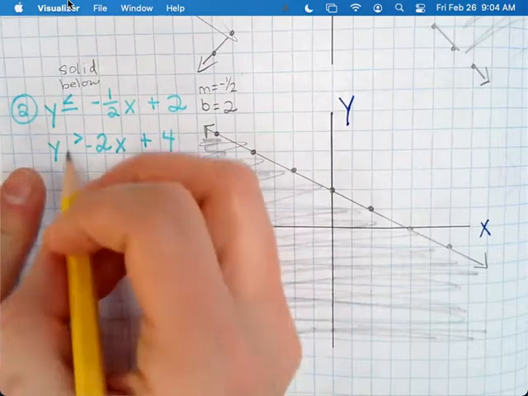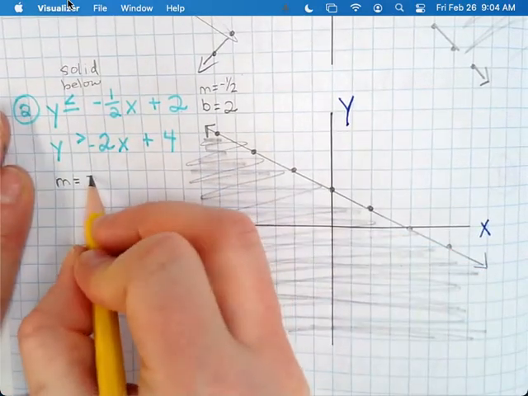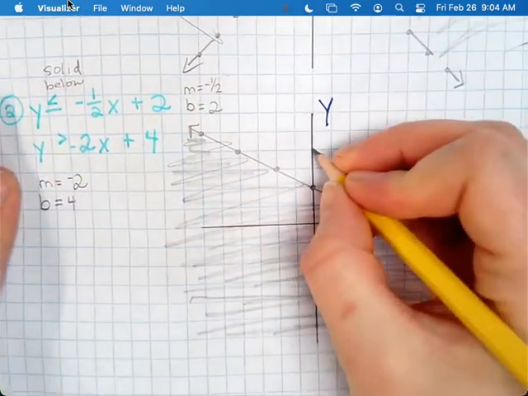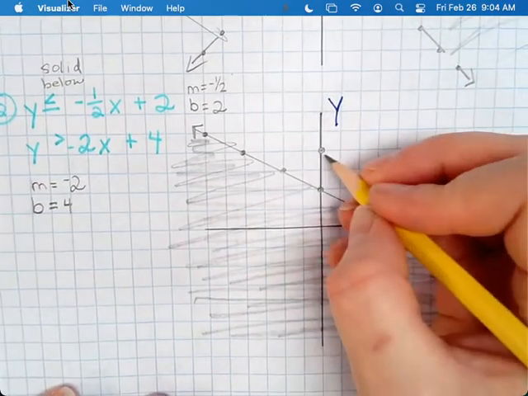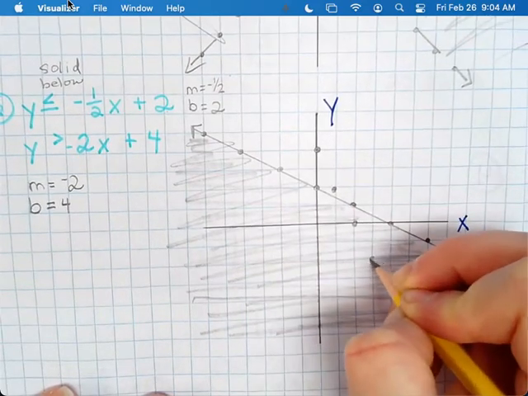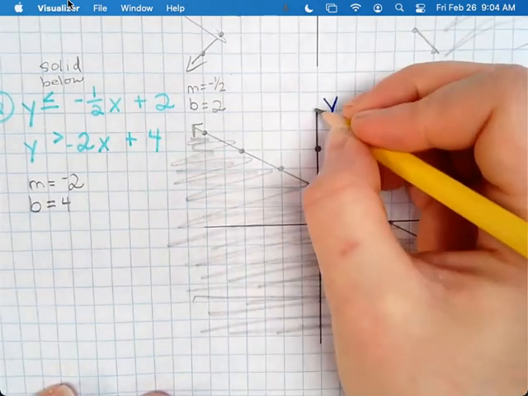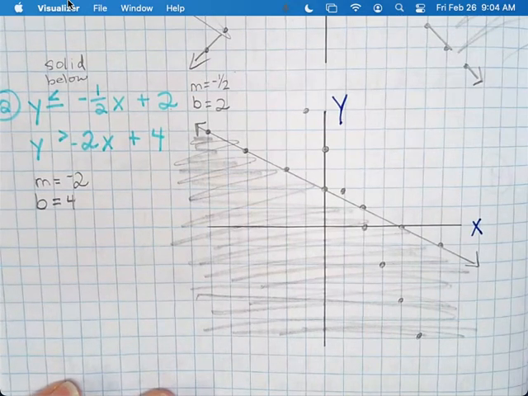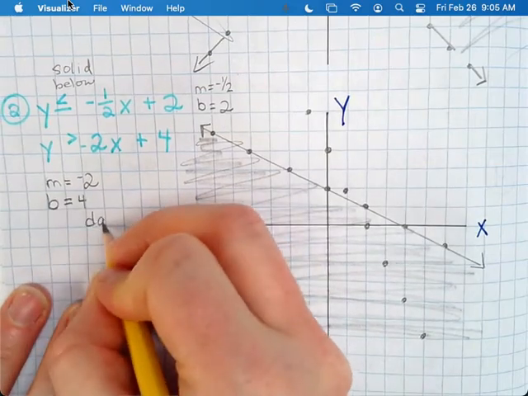Okay, the next one, what is our slope? -2. What is our y-intercept? Down 2 over 1, down 2 over 1, down 2 over 1, down 2 over 1, down 2 over 1, up 2 over 1. Is it dashed or solid? Dashed.